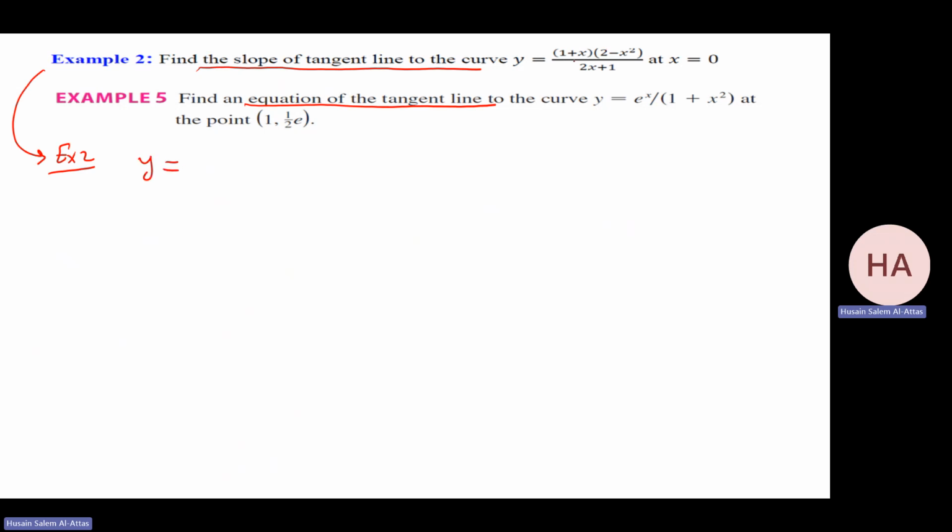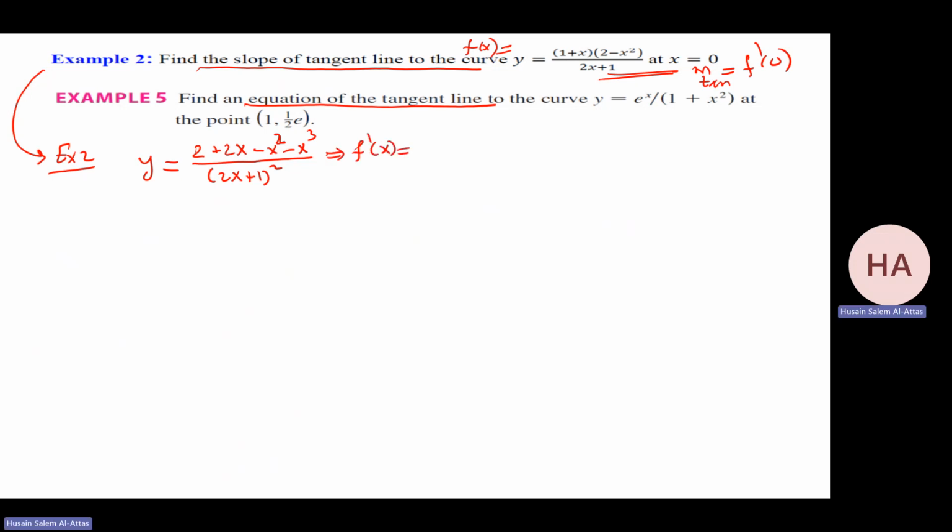Y is what? I can do the product. It will be 2 plus 2x minus x squared minus x cubed over (2x plus 1) squared. What will be the slope of the tangent line? Call this f of x. The slope of the tangent is f prime at 0. So I need to find f prime.